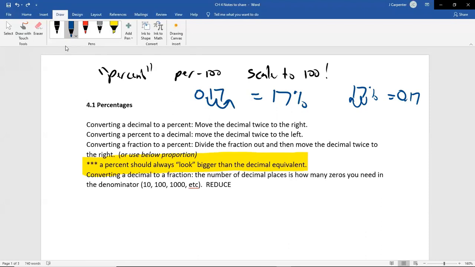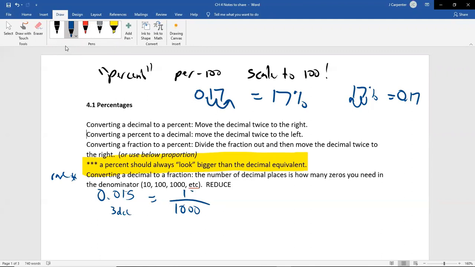So converting a decimal to a fraction, this is really not going to happen in here. This one is really rare. But you would say the number of decimal places is how many zeros you need in the denominator. So in other words, if I had something like 0.015, there are 3 decimal places, which means in my denominator I need 3 zeros with my 1. And then all you do is just write that number in the top.